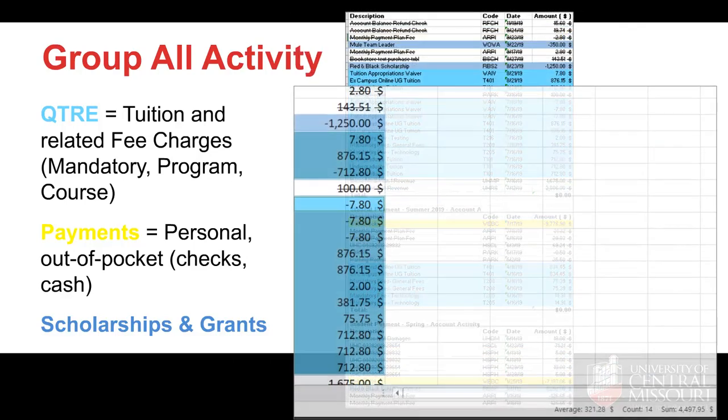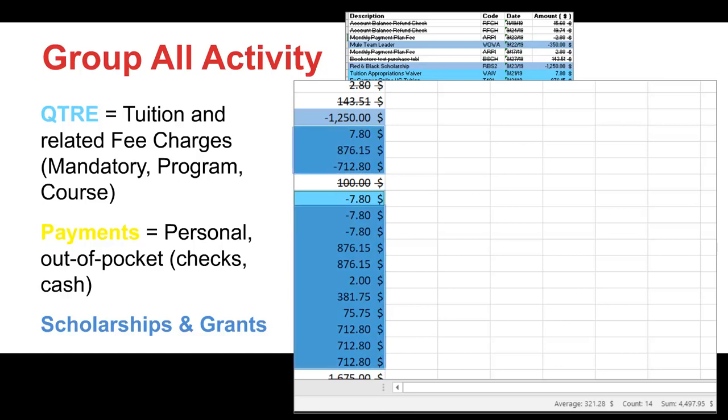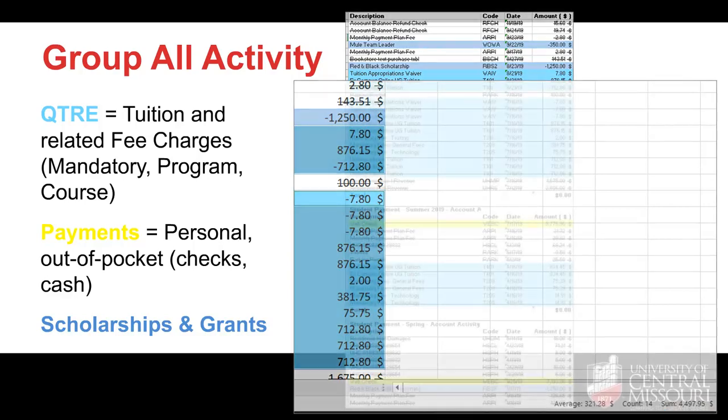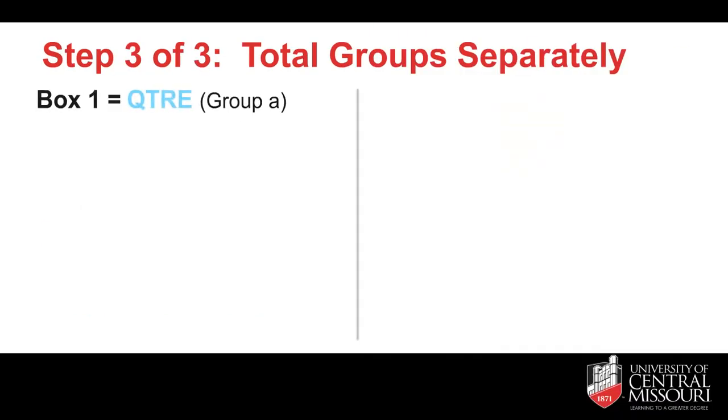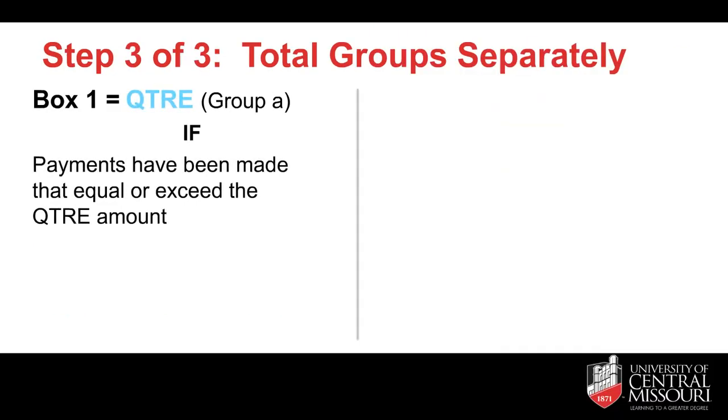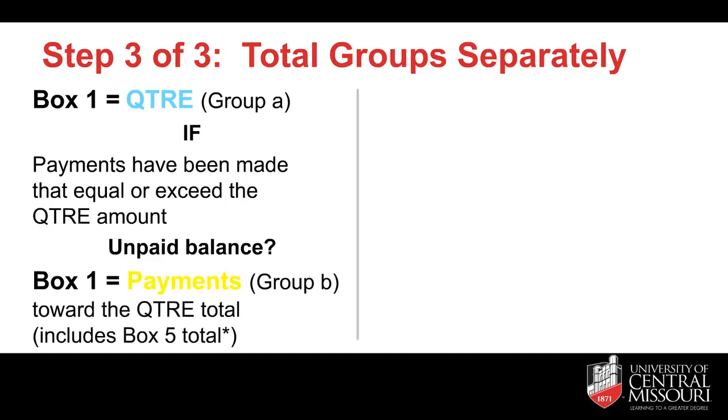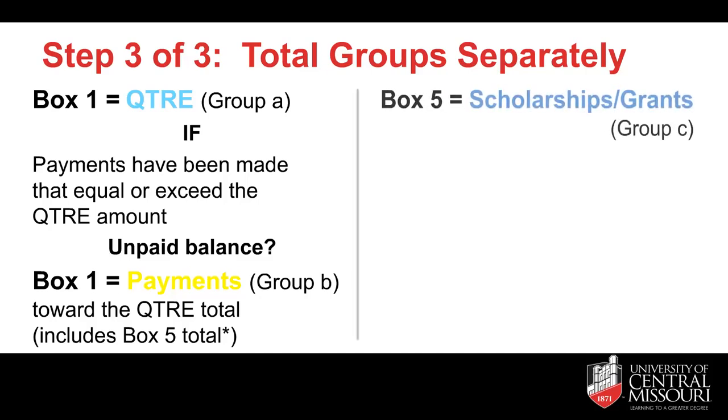You can hold down Control, then click on the items you would like to total. A sum will display in the lower right of your screen. For better visibility, I have cut and pasted the groups together and totaled them. If your balance is paid, Box 1 is typically the same amount as the charges you identified as QTRE. However, if you still owe a balance, only the amount you have paid toward QTRE charges can be reported to the IRS. Box 5 totals should match the amount on your 1098T.